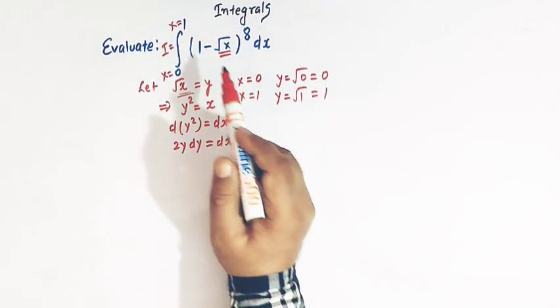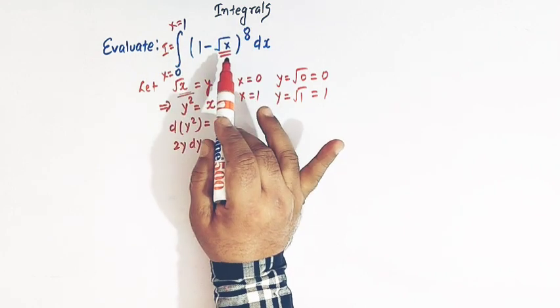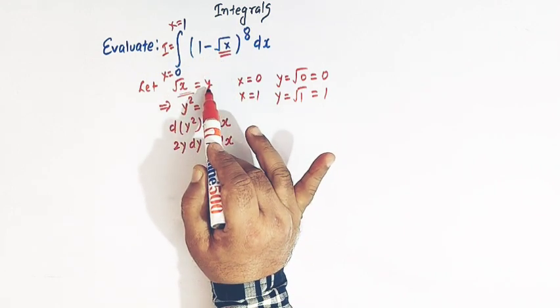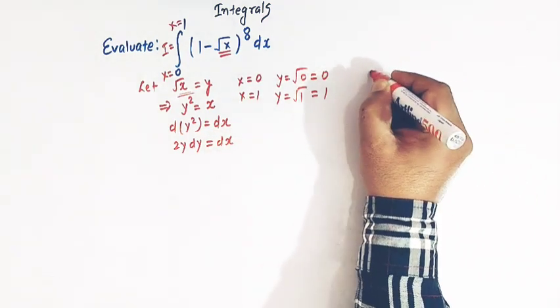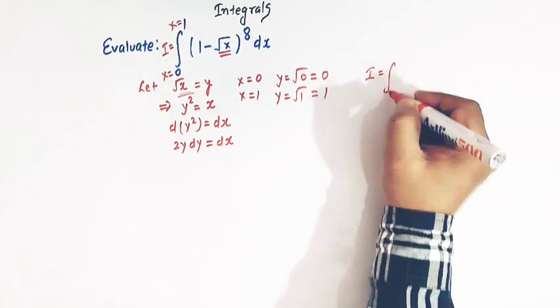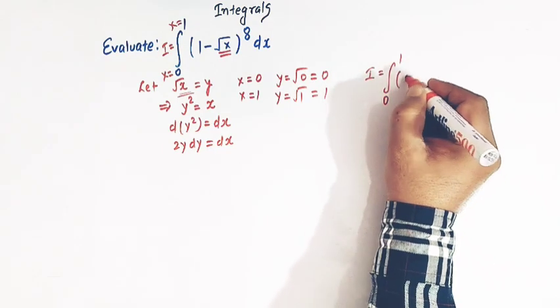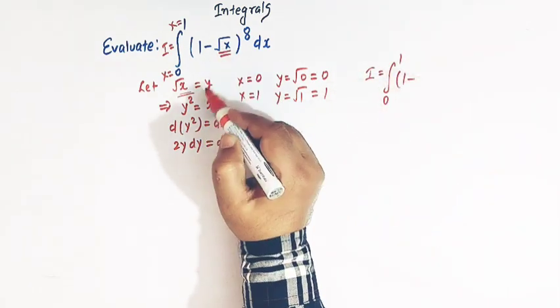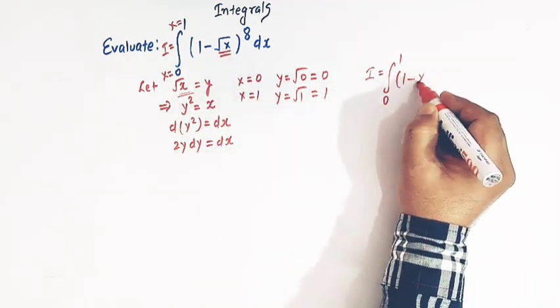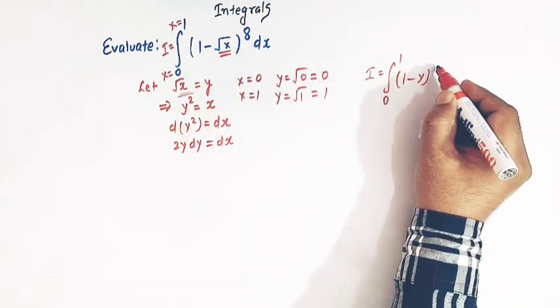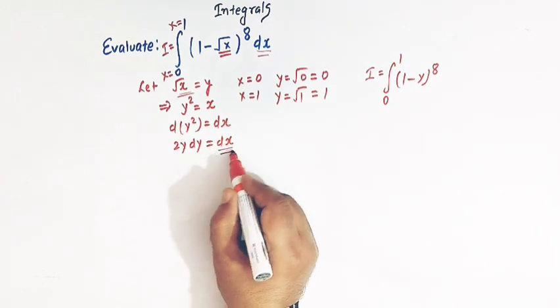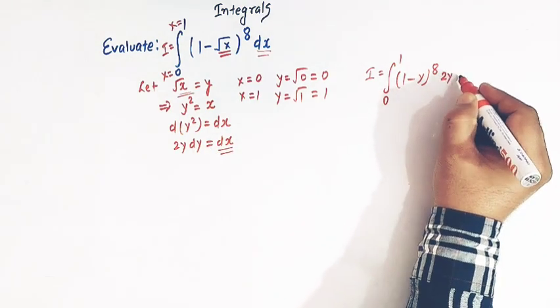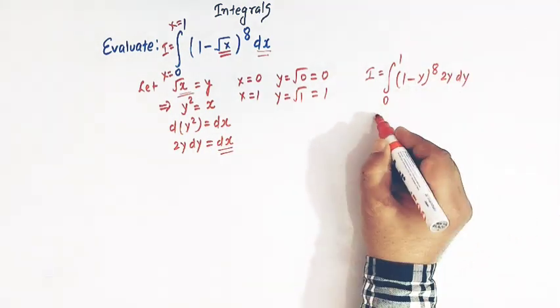Now let us express this integral in terms of this new variable y. So we can write I is equal to the integral from 0 to 1. We have (1 minus square root of x), which is replaced by y, so (1 minus y), with the power 8, and dx is replaced by 2y dy.